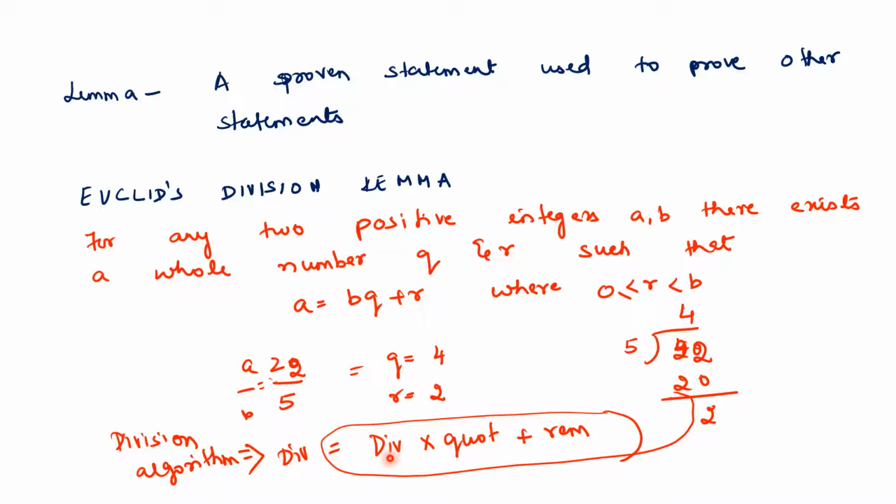Is this clear? So what do we write here? In this case, the dividend is 22, the divisor is 5, the quotient is 4, plus the remainder. Have you used this division algorithm, Shreya? Pradyumna, yes, ma'am, we have used.